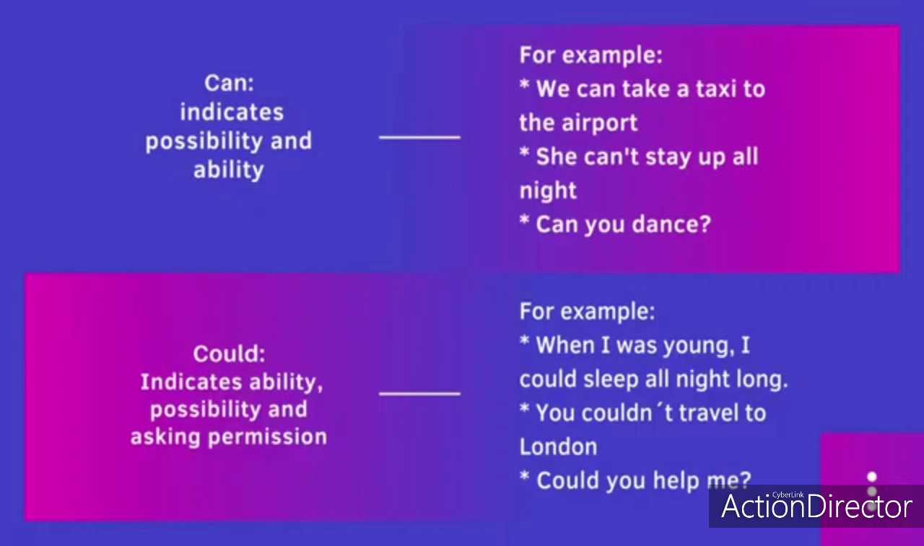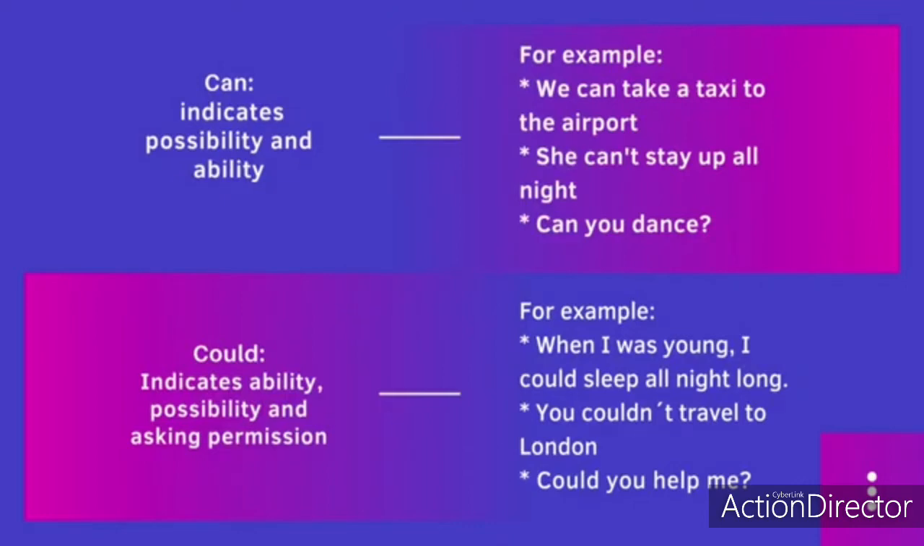Could. This modal verb is the past tense form of can. Its meaning is the same, but the verb tense expresses something that has already happened, referring to a skill that we had or that someone else had. It is also used to provide alternatives or possibilities and to ask for permission in a kinder and more formal way than with can. For example, when I was young, I could sleep all night long. Indicates ability in the past.